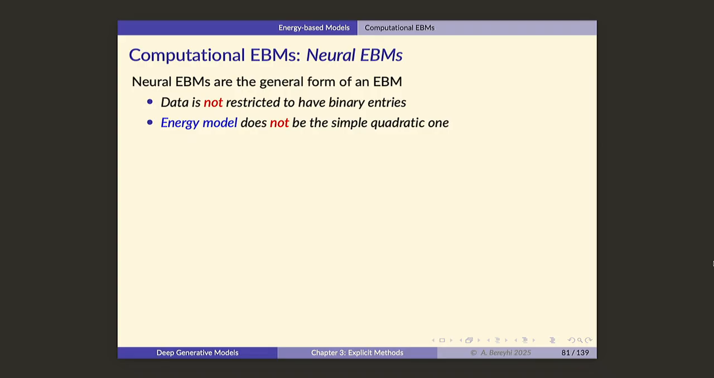So there is no need anymore to specify the data space, so you don't need to have binary sample entries inside your samples, just general ones, like the classical images, classical data that we have. And the other thing is that the energy model in this case, you cannot simply represent it with a simple linear layer or something. So it's probably a very deep neural network.